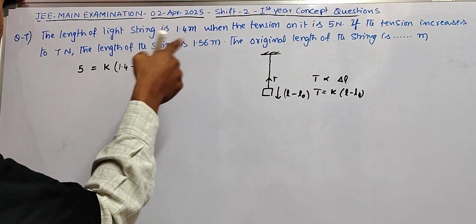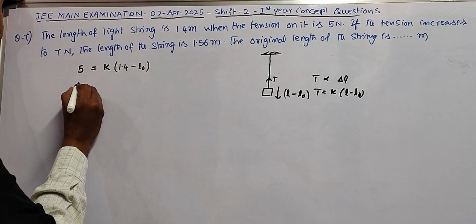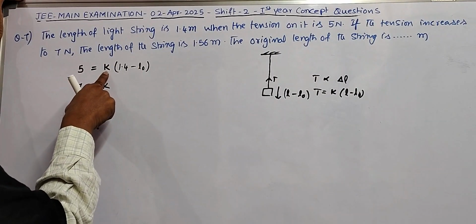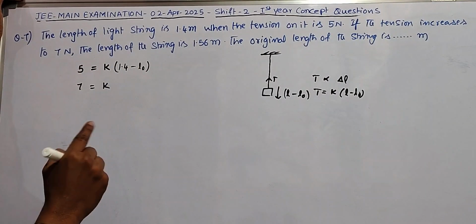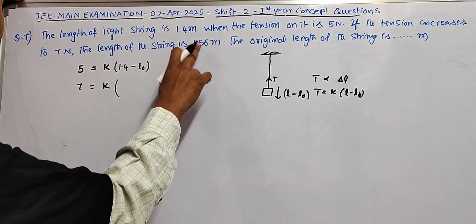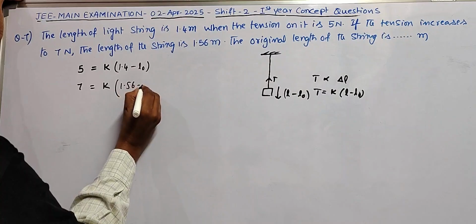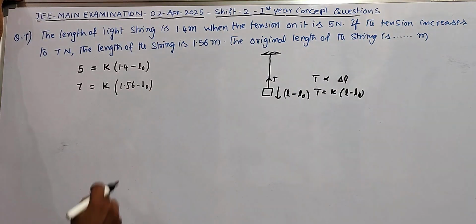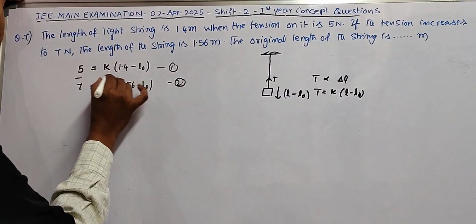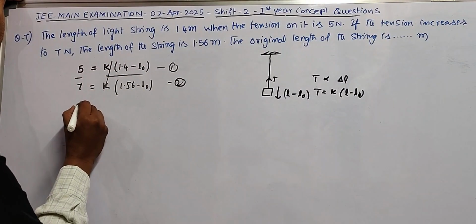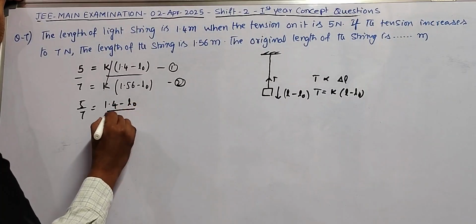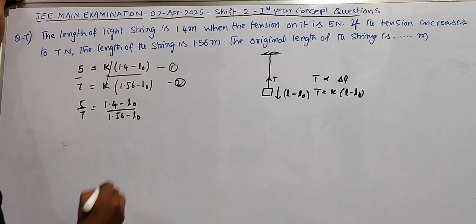Now, if the tension increases to 7 Newton, initially 5, now it is 7. On the same string, the spring constant does not change. Force constant does not change. Its length increases to 1.56 compared to its initial length. This is equation 1, this is equation 2. Now equation 1 is divided by equation 2. These two cancel. Then 5 by 7 is equal to 1.4 minus L naught by 1.56 minus L naught.